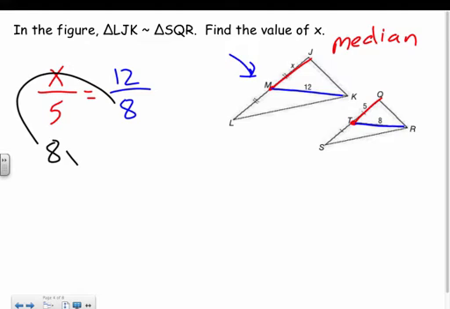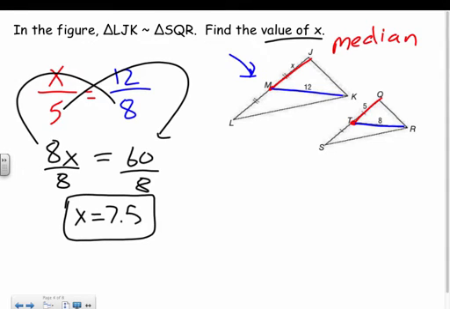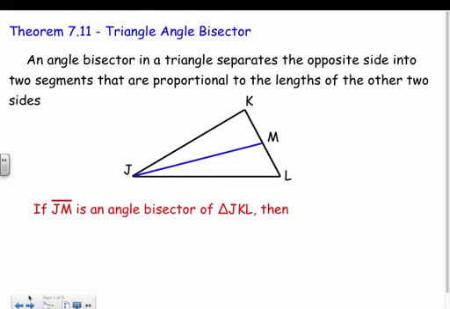So 8x. 5 times 12 is 60. And divide by 8 on both sides. And x equals 7.5. And that's what, shall we check back? What is it asking for? Value of x. I'm done. There you go. So just setting up proportions.